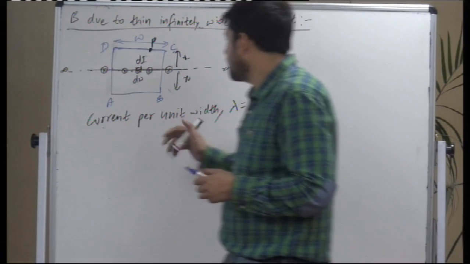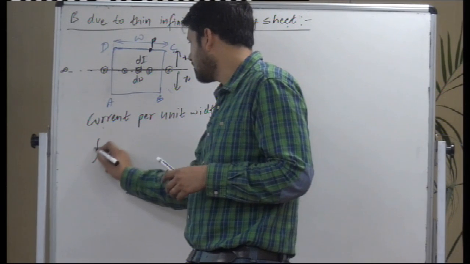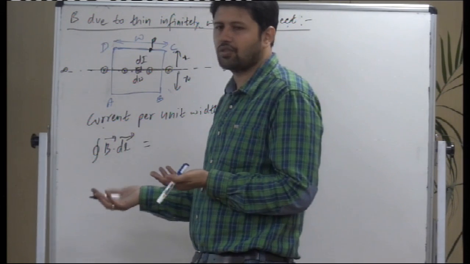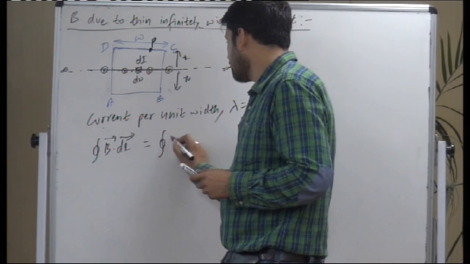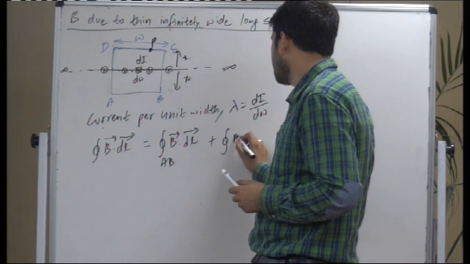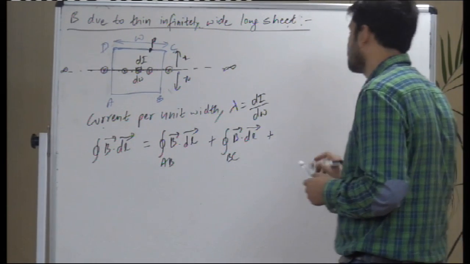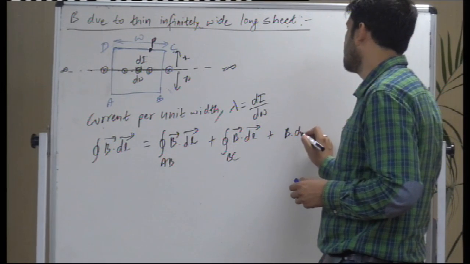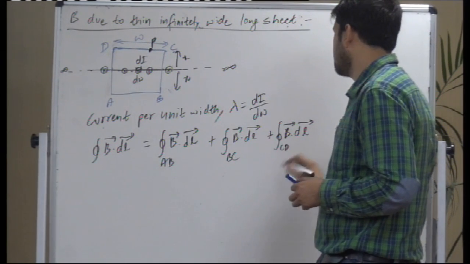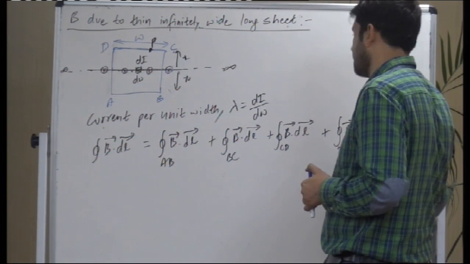Now let's calculate for LHS, B dot dl. This is similar kind of arrangement as that in the solenoid. So again, B dot dl for all four parts: AB, B dot dl for BC, B dot dl for CD, B dot dl for DA.